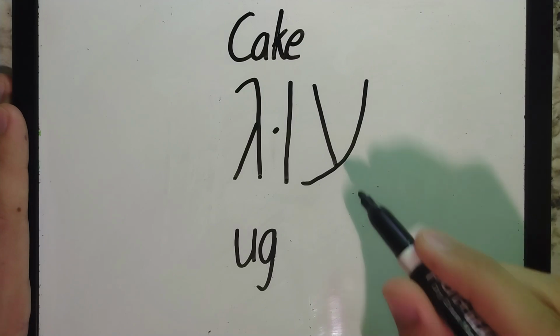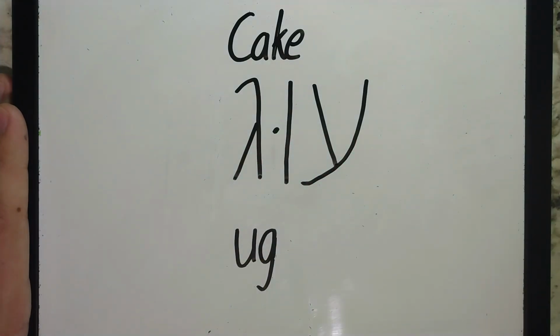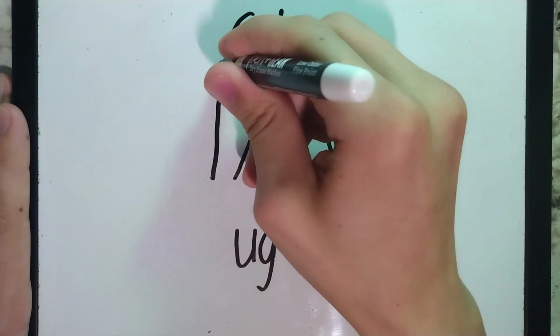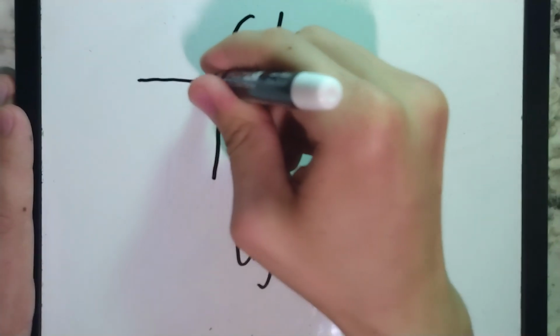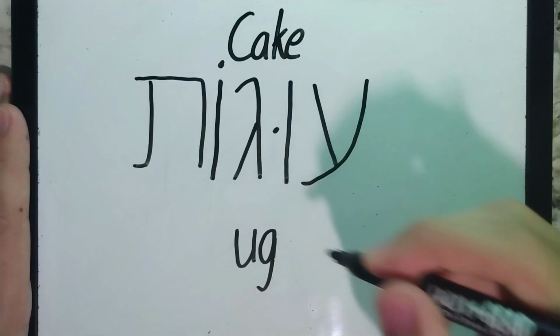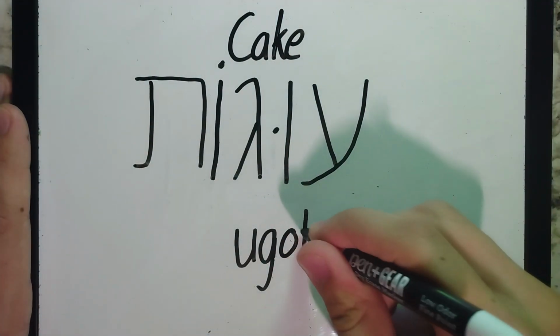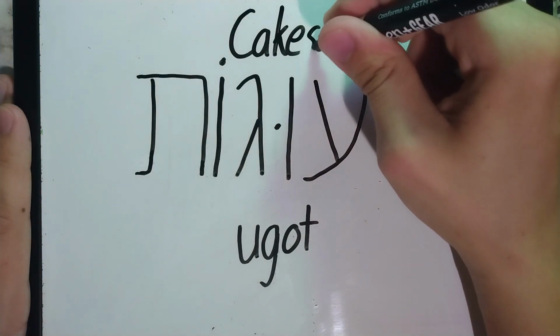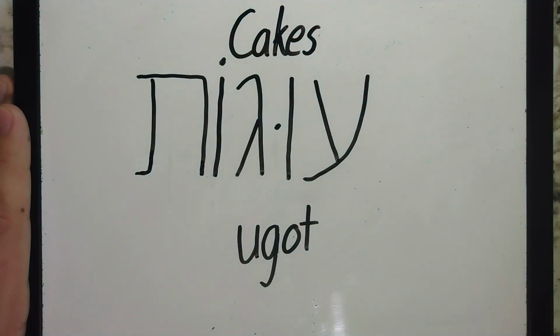So now we have this ug to add the feminine plural ending onto. The feminine plural ending is a vav with a cholam on top, followed by a tav. These make the sound ot. So the plural of uga, cake, is ugot, cakes.